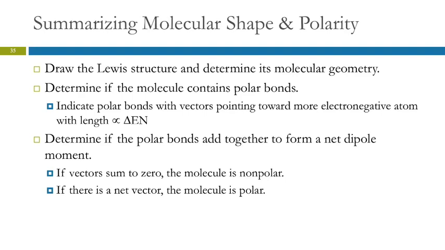corresponds to the difference in the electronegativity, the extent of the polarity of that bond. And then you have to figure out, do those vectors add up to 0, or do they add up to a net vector? If they add to 0, the molecule's nonpolar. If they don't add to 0, then the molecule's polar. Does that sound a bit involved and confusing? Yeah.